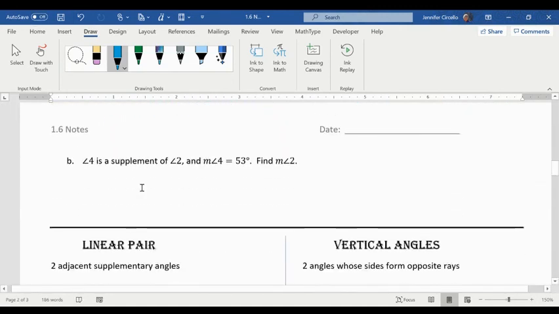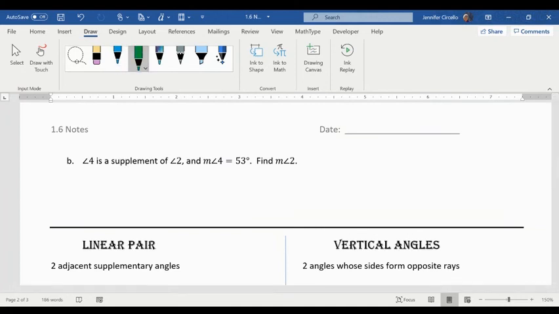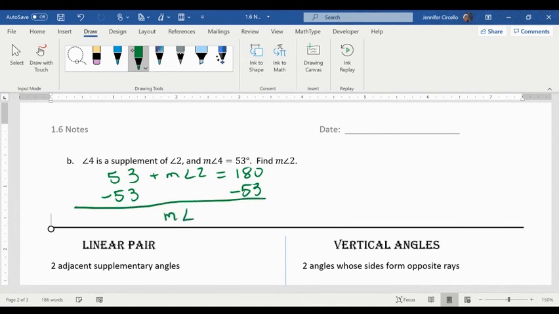Let's try the next one. Angle 4 is a supplement of angle 2. So the measure of angle 4 plus the measure of angle 2 is 180. That's what supplementary means. Then it tells us the measure of angle 4 is 53 degrees. So 53. And we want to find the measure of angle 2. To solve this equation, you would subtract 53 from both sides and get 127 degrees.